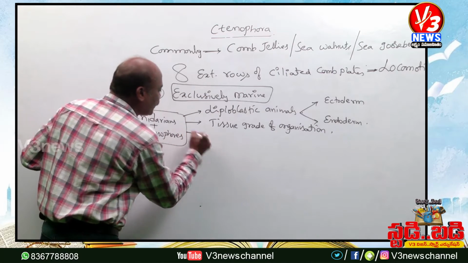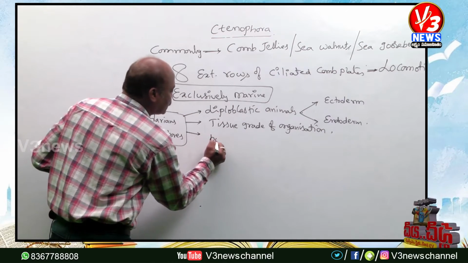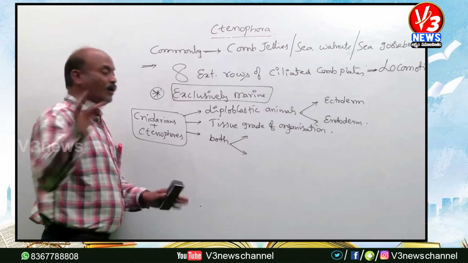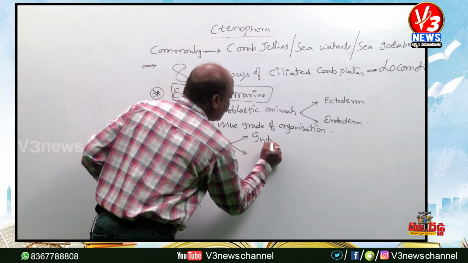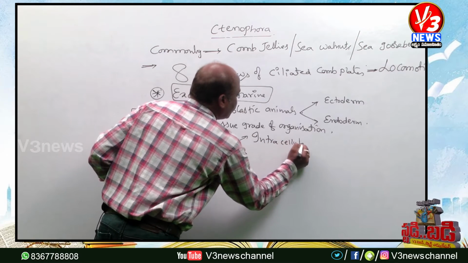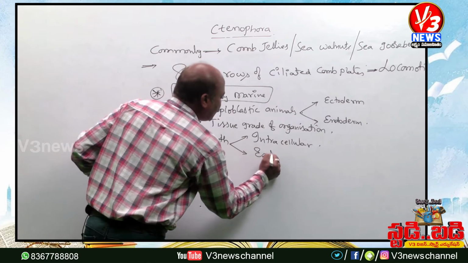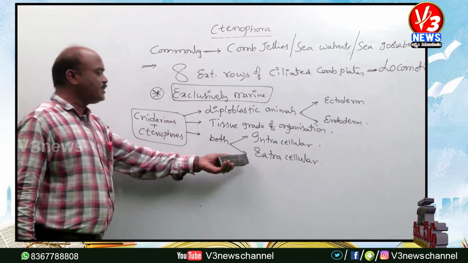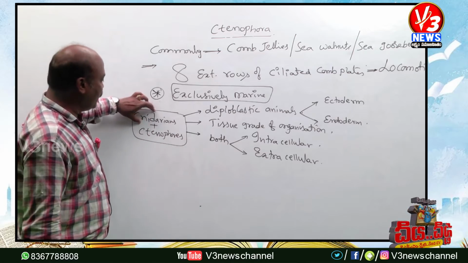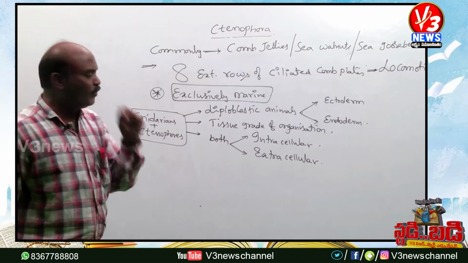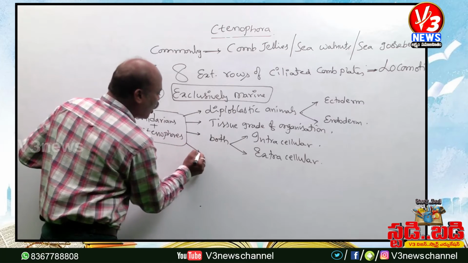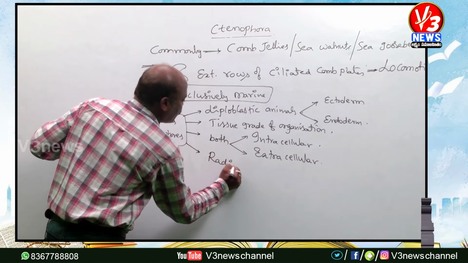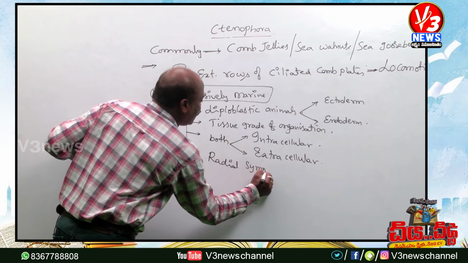Next, one more common character: in both, the digestive system is of two types, intracellular digestion and extracellular digestion. So that is a common character for both cnidarians as well as ctenophores. One more common character is that both exhibit radial symmetry.